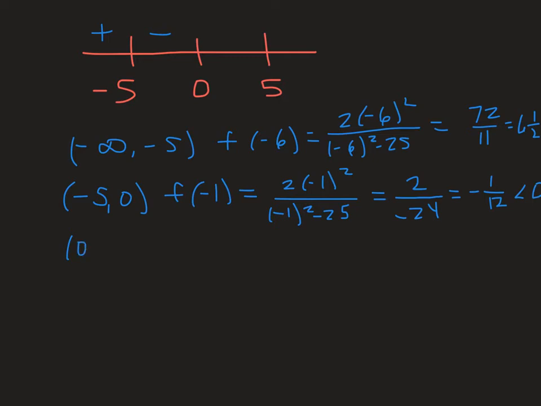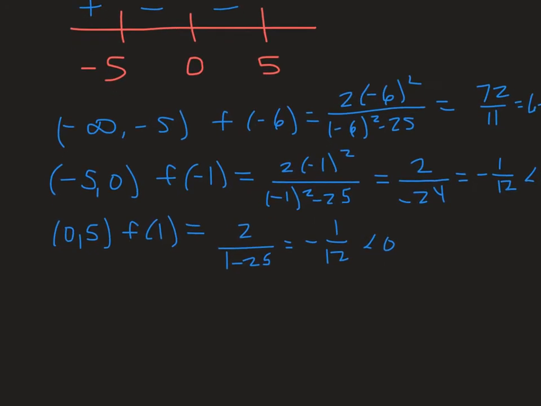Now, next interval is 0 to 5. If we choose f of 1, because we're squaring x, we're going to end up with the same thing, right? It's just going to have 2 times 1 in the numerator and then 1 minus 25 in the denominator. So we're going to end up with 2 over negative 24, or negative 1/12. Again, less than 0, or below the x-axis. It didn't alternate like it has so many times.